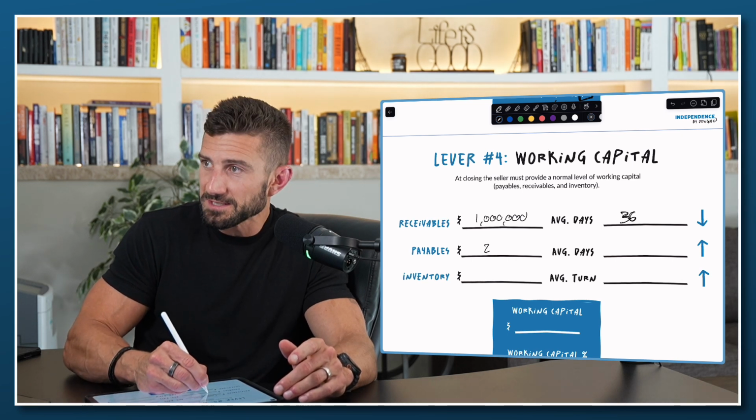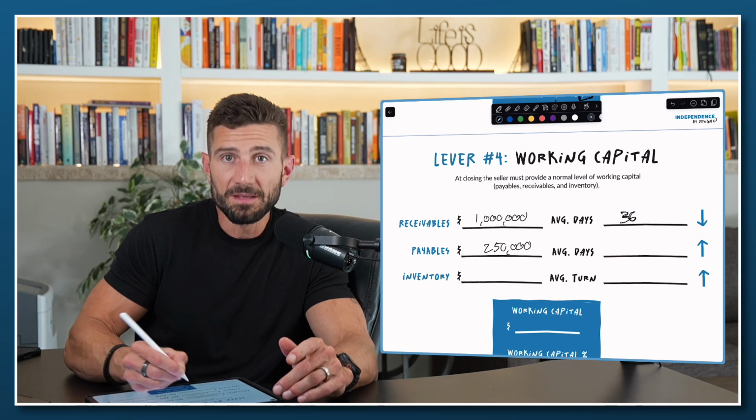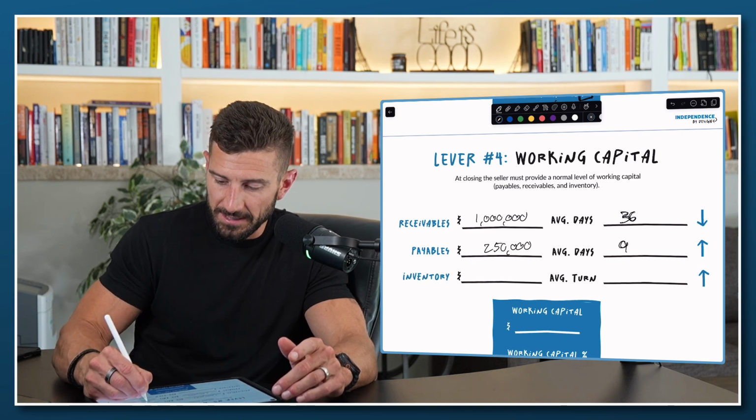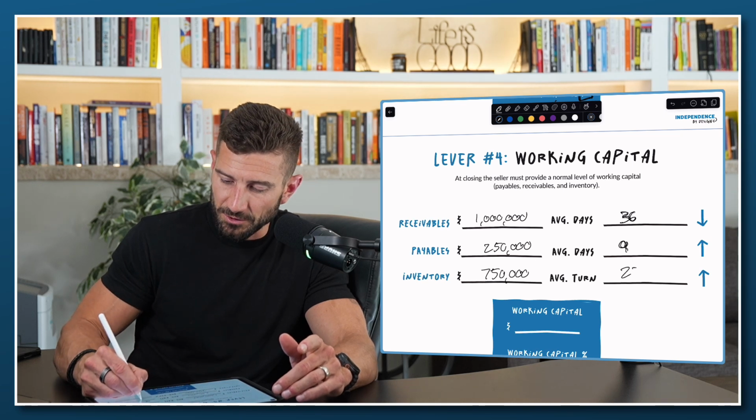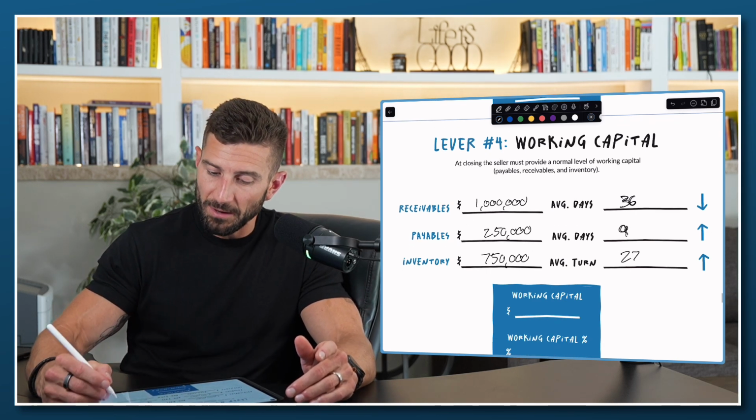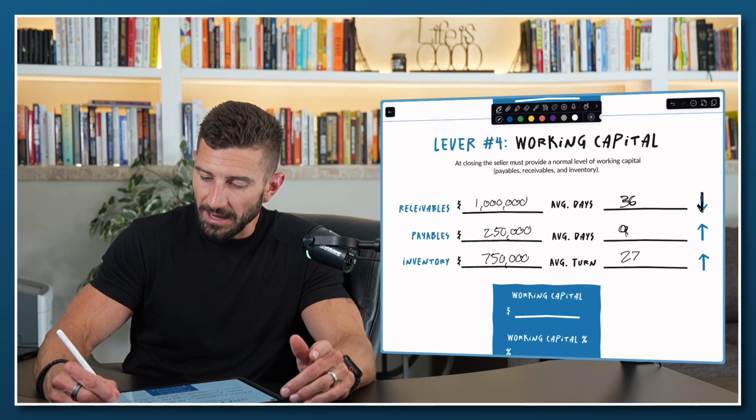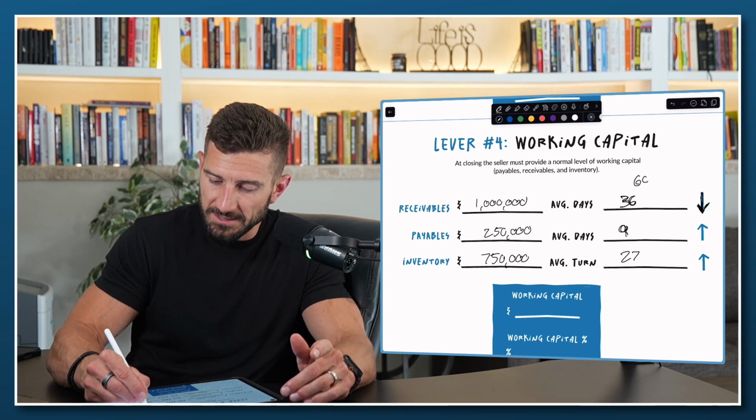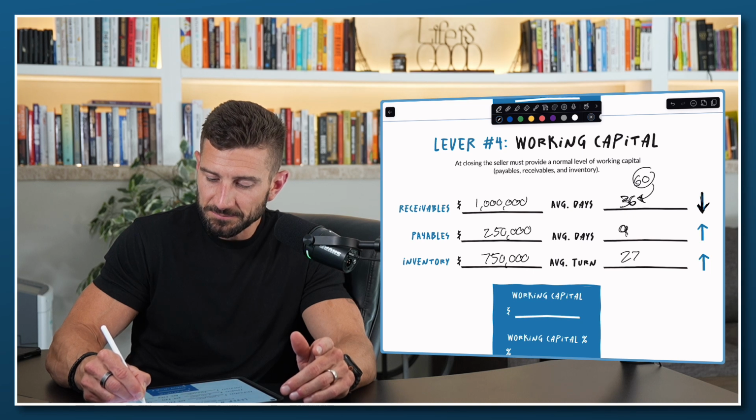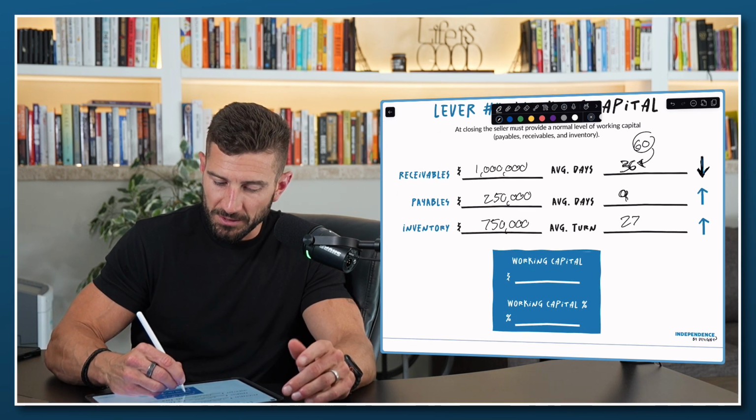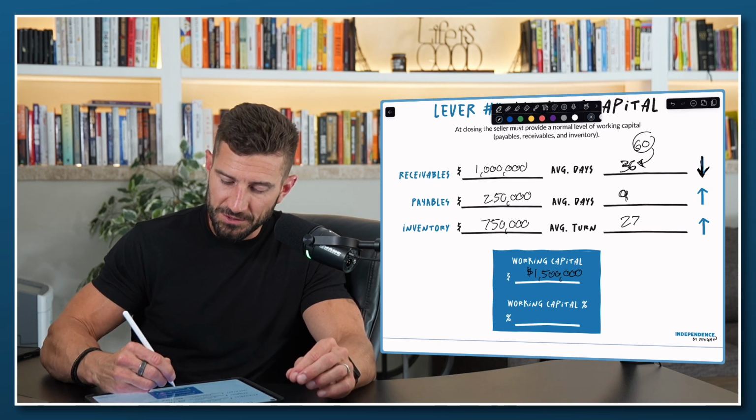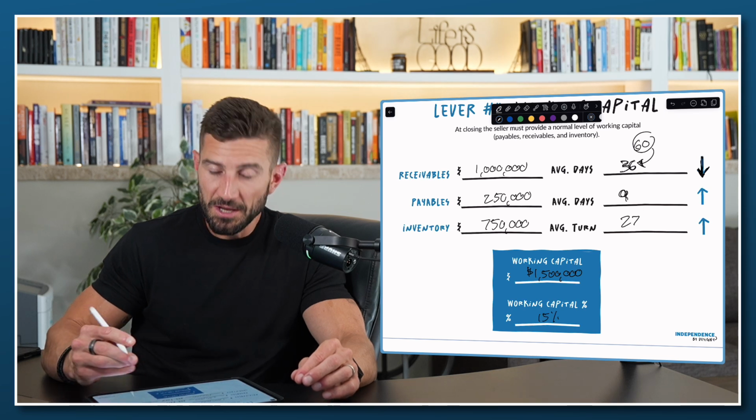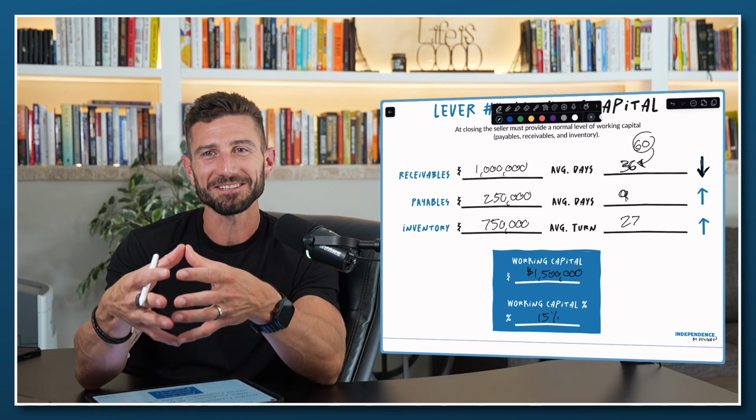And then our payables stay the same at 250. And then we have, at 9 days, and then our inventory at 750 and 27 turns. So by reducing the average days from 60 to 36, we now have a normalized working capital of 1.5 million bucks, which is 15% of revenue. So you just generated $500,000 in cash.